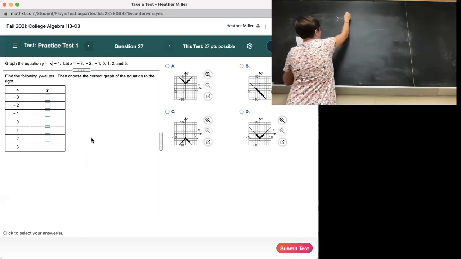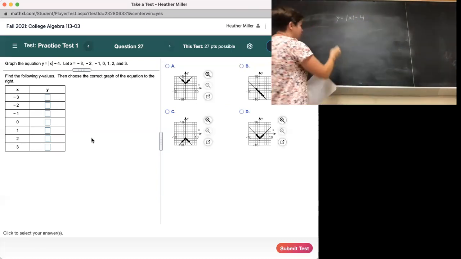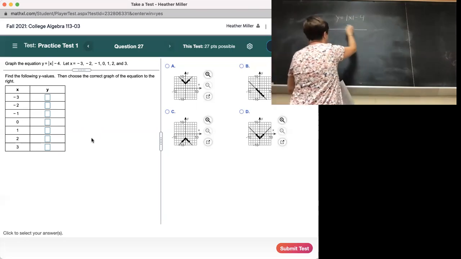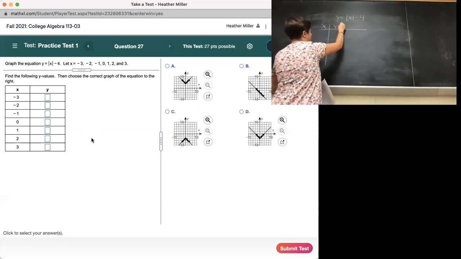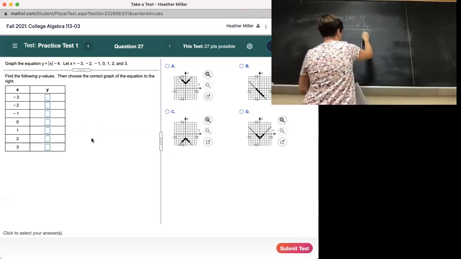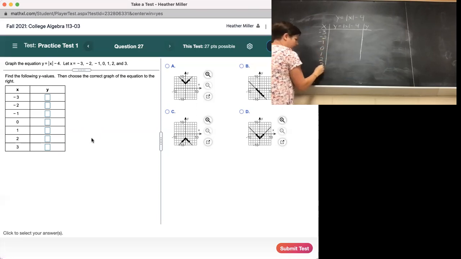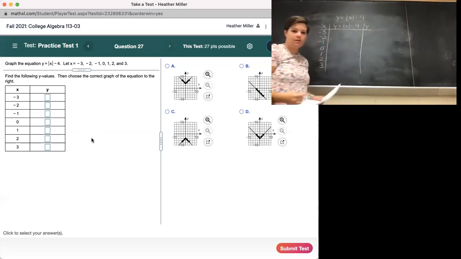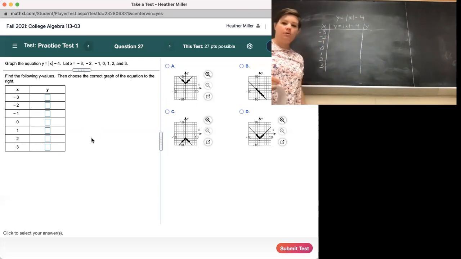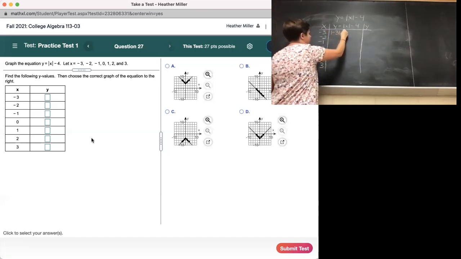So we have y equals the absolute value of x minus 4. And it gives us our x. And I'm going to put the equation in here as well, just so you can see the work in order to get to the y values. So it has us do -3, -2, -1, 0, 1, 2, and 3. Those are all the values they want us to know and plug in before we figure out which of these is the graph.